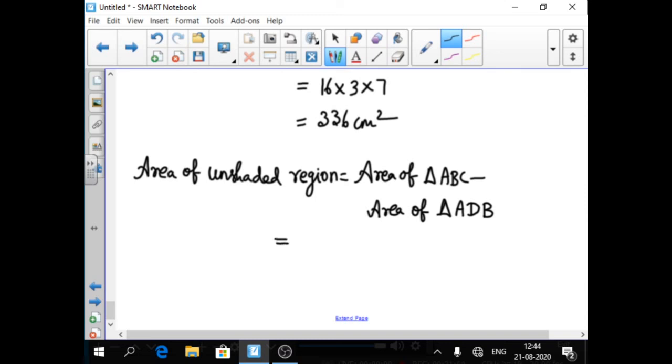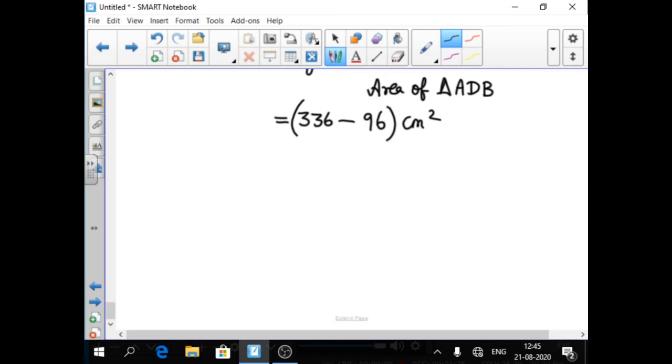Area of ABCங்கிறது 336. Okay. 336 minus area of triangle ADB is equal to 96. Okay. Then you have to subtract. Both also centimeter square. So if you subtract, what do you get? So your answer is 240 centimeter square.